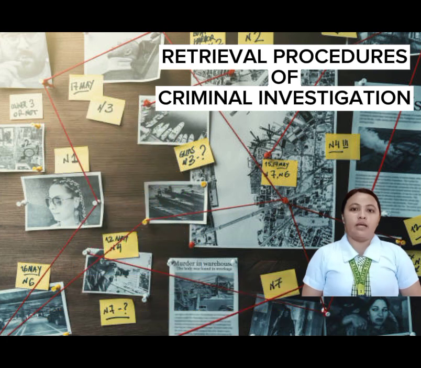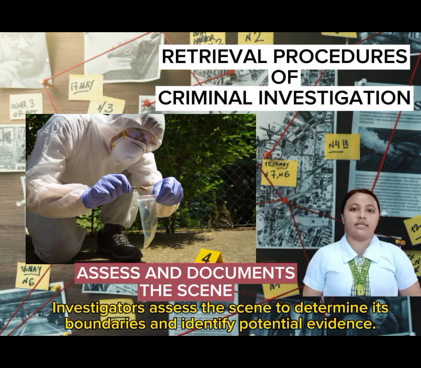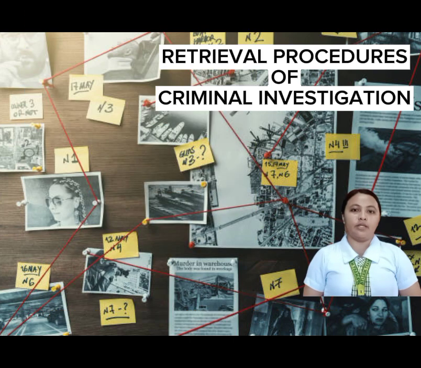Number 2. Assess and document the scene. Investigators assess the scene to determine its boundaries and identify potential evidence. They take photographs and make detailed sketches or diagrams of the crime scene, noting the location of items, bloodstains, or any other relevant details.